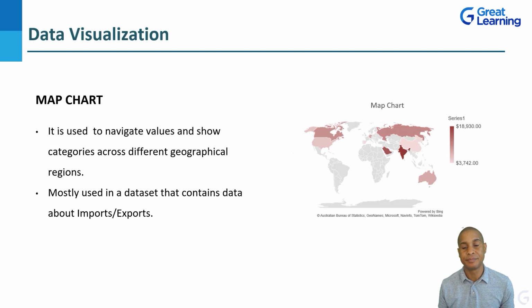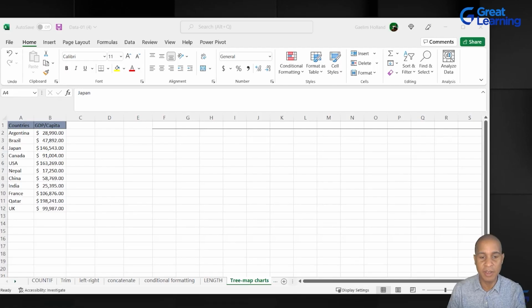Map chart. We all know what maps are. It's used to navigate values and show categories across different geographical regions. Let's talk about creating visuals in Excel. So now we see we have a 2-column data set where we have countries with the data type general and the GDP per capita with the GDP in accounting format.